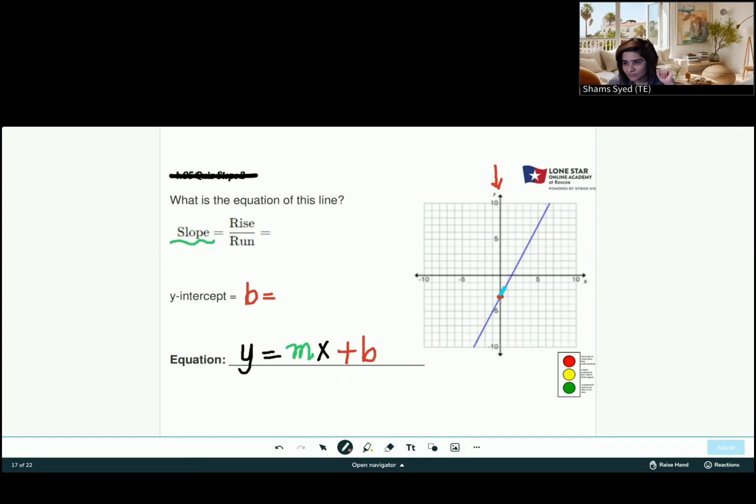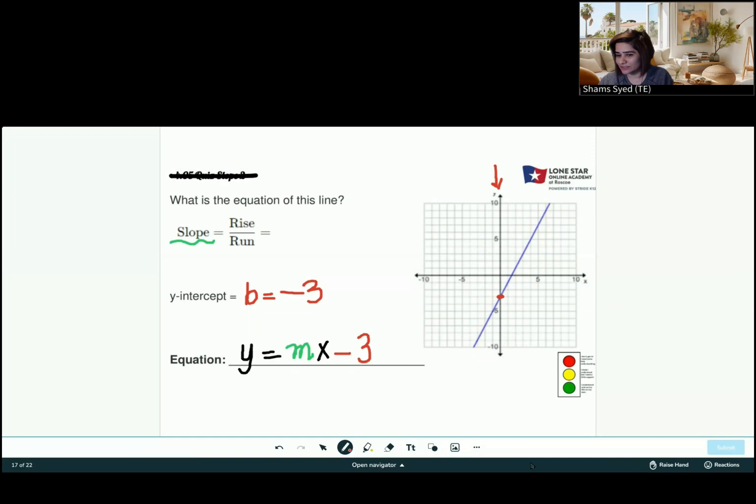Can you guys read what this number says? It's a negative number, right, Mia? The number says -3. So this time I'm going to go ahead and replace my b with -3. This is the partial equation now. Y equals mx minus 3.